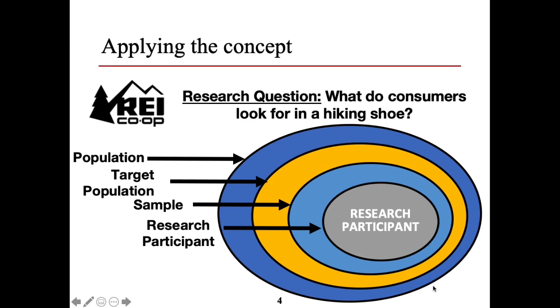So we could have 100, like I mentioned, research participants in that sample, and each research participant has different characteristics, but hopefully we've matched them so that they're a serious hiker and that that's one of their main interests.